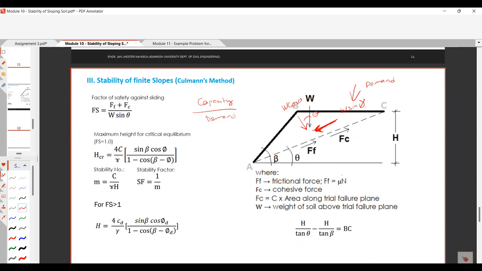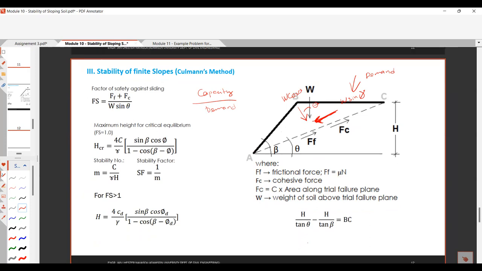And the FC is the cohesive force, which is equal to the cohesion times the area along the trial failure plane. This trial failure plane AC. So katulad din nung na-solve natin kanina, AC over cosine, yan yung length AC na to. So we will discuss yung example problem for this one.